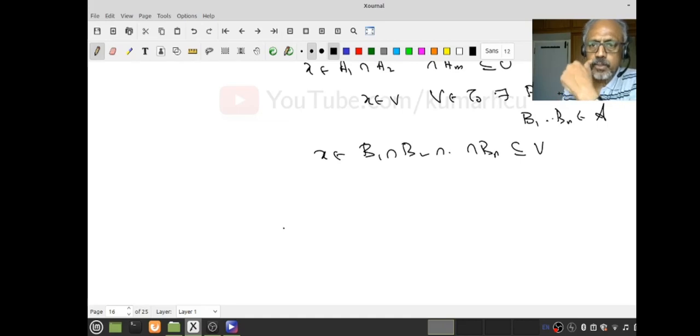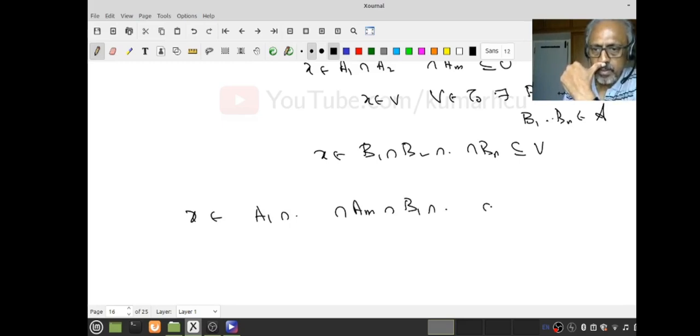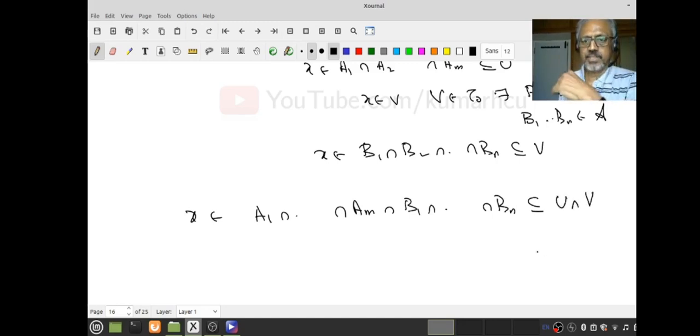Now what is the one you will take? Now x belongs to A1 intersection ... intersection Am, intersection B1 intersection ... intersection Bn, that is contained in U intersection V. Is that clear? And where are these elements? They're all in script A. How many are there? Finitely many. Therefore, tau naught is closed under finite intersection.